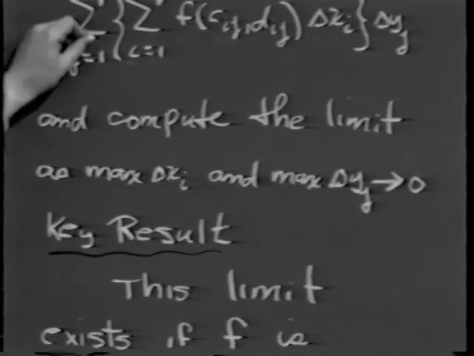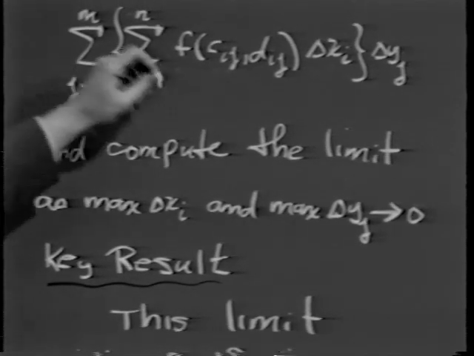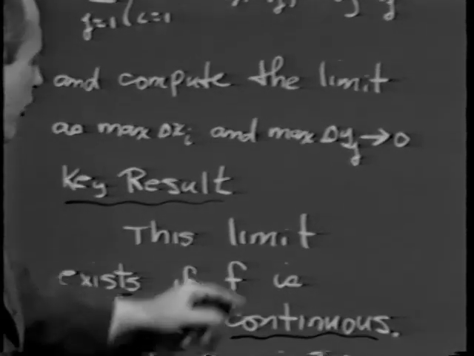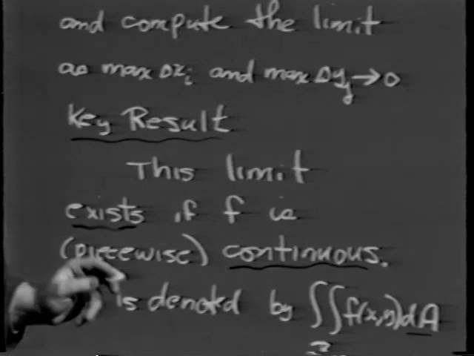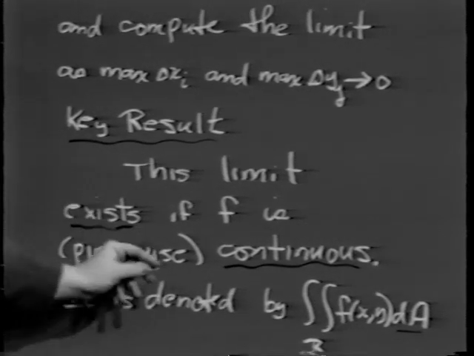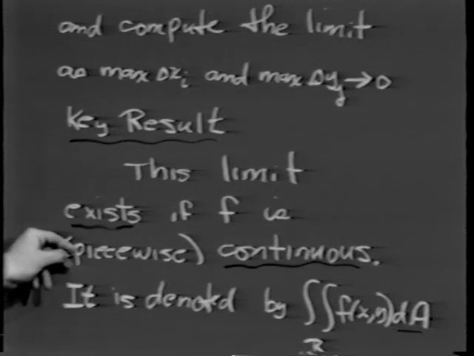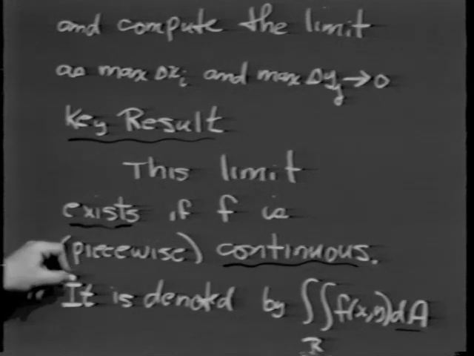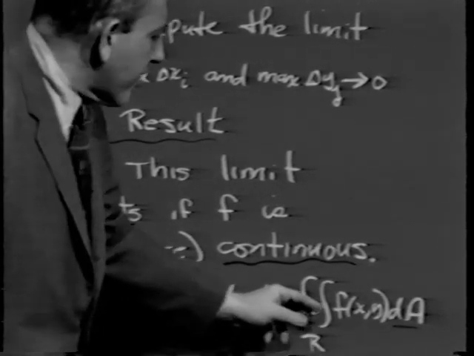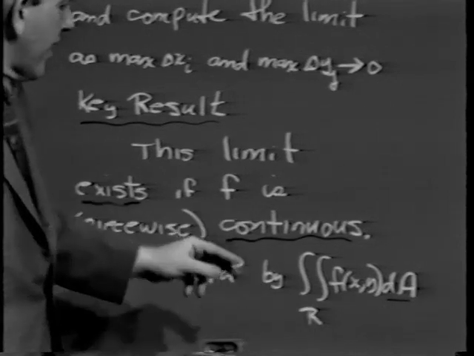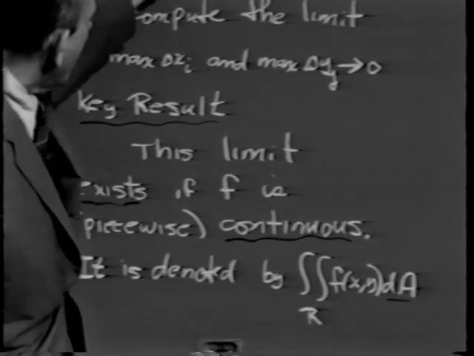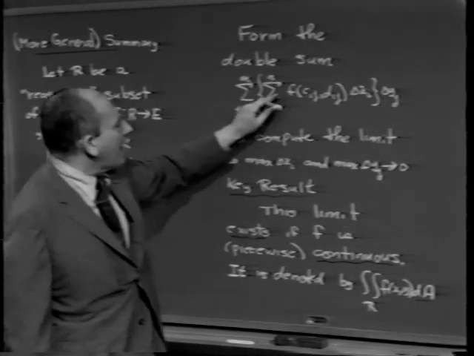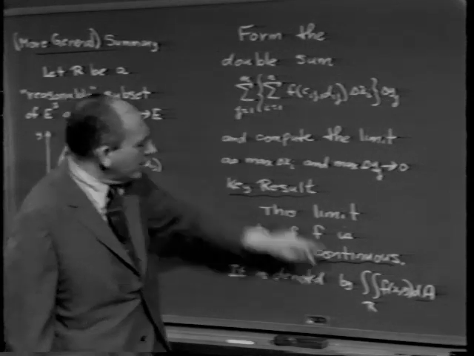The key result is this, though. This particular limit will exist, and it will be independent of what order you add these things in, provided only that the function f is at least piecewise continuous. In other words, f is a continuous function, and if it's not continuous, it has breaks at only a finite number of places. And the idea is that not only will this limit exist, but in a manner analogous to the definite integral, when this limit exists, we denote it by what? We replace this by x and y. This gets replaced by dx and dy, and the double sum gets replaced by a double integral.